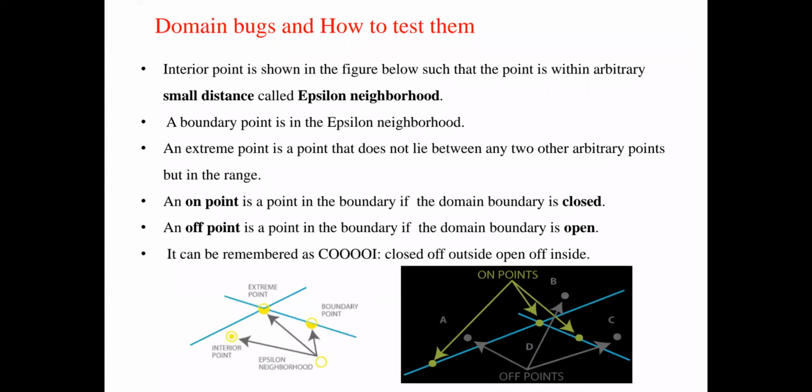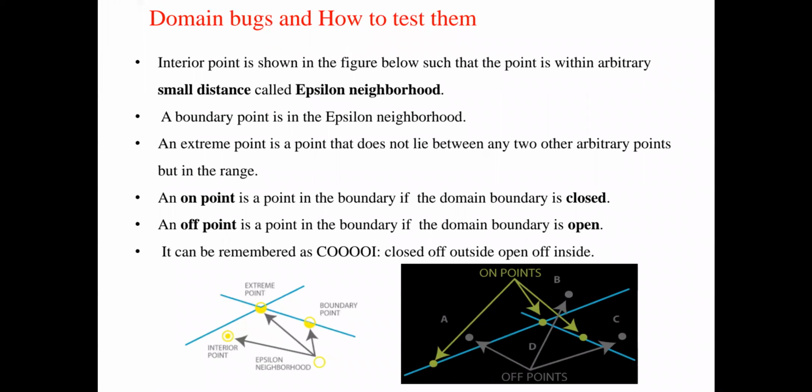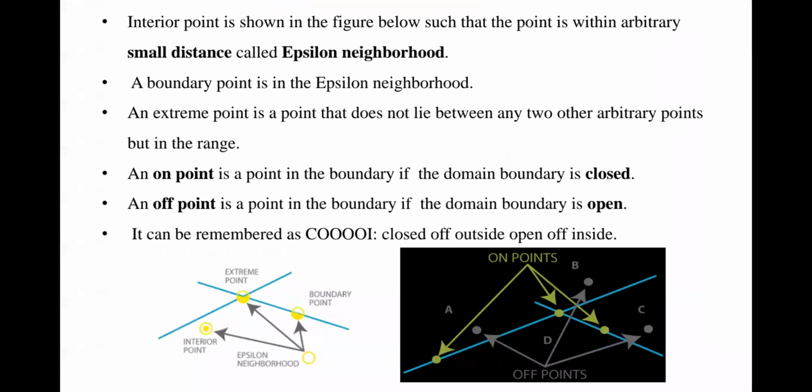Now we will see what bugs arise and how you will test for them. Bugs are nothing but errors. Domain bugs and how to test them, that is, how to identify those particular bugs. These bugs are also identified by using domain testing only. Generally, what are the different types of bugs that arise? See this diagram carefully.